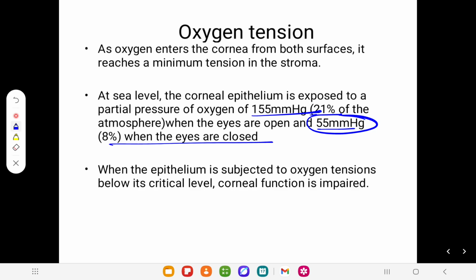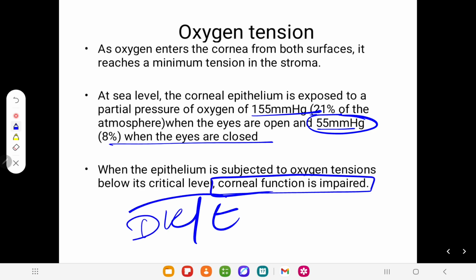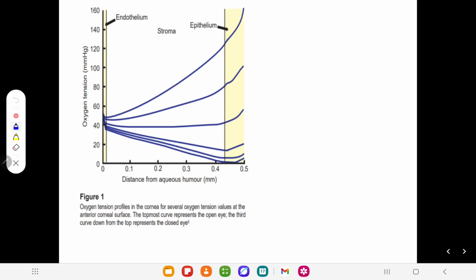Okay. When the epithelium is subjected to oxygen tension below the critical level, corneal function is impaired. Yes, that's what we are talking about, isn't it? If Dk/t is very low, then oxygen tension goes below the critical level, and the functions of the cornea are impaired, and then corneal swelling, reduced transparency, and all those things happen. So what the critical level is, we will definitely discuss. So that's what I'm talking about.